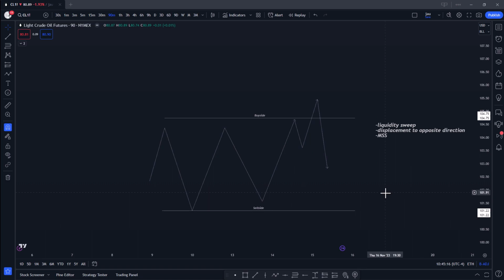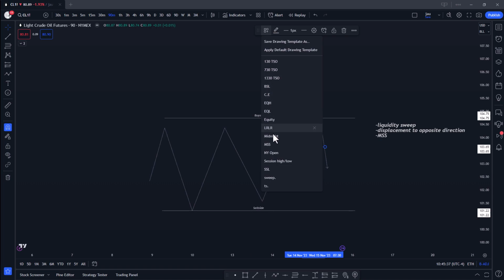I have already covered it in a previous video, but I'm going to do it again here. So a market structure shift happens when we have a swing low. In this case, we have a swing low, right? When this swing low has been not only swept, but a candle has closed below this swing low, we can validate this to be our market structure shift.